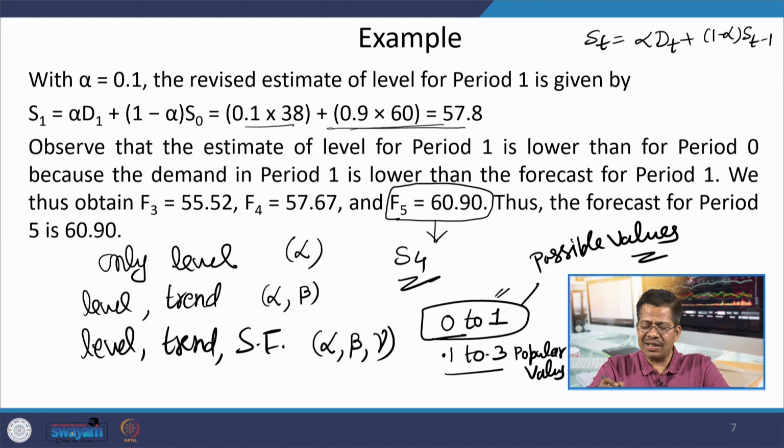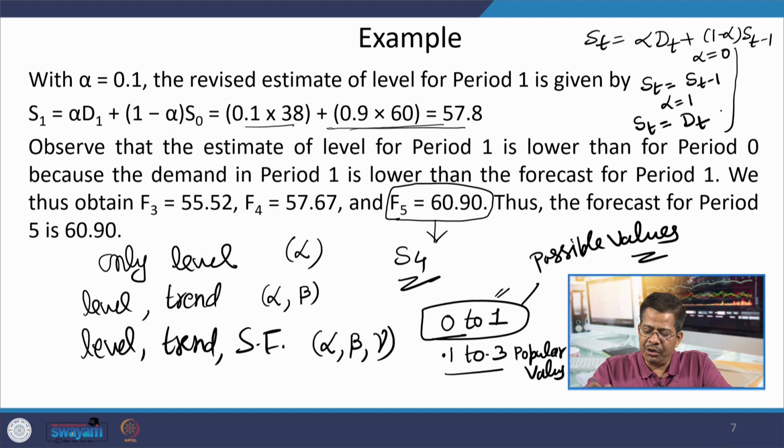If you take an extreme value of alpha equals 0, what happens? St equals St minus 1. If alpha equals 1, what happens? St equals Dt. Now, what do you infer from these two extreme cases? If alpha equals 0 and alpha equals 1, if alpha equals 0, our new base is equal to the old base.